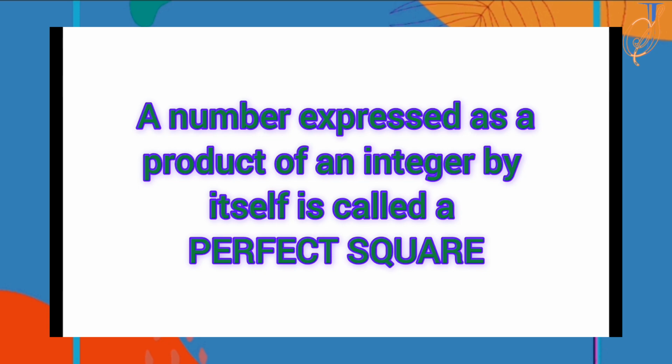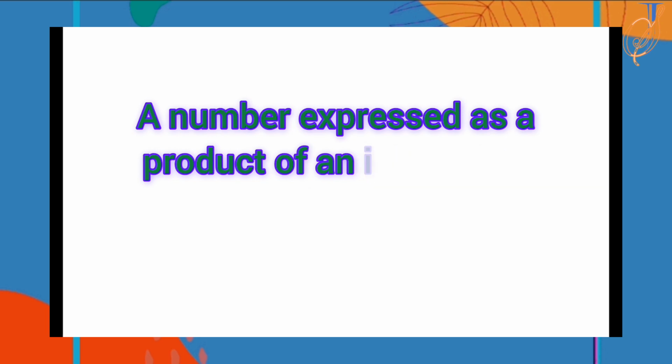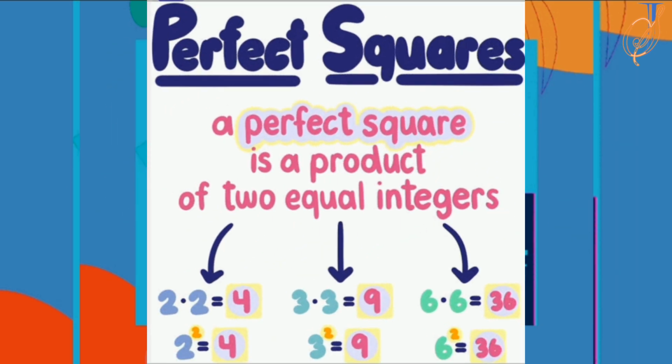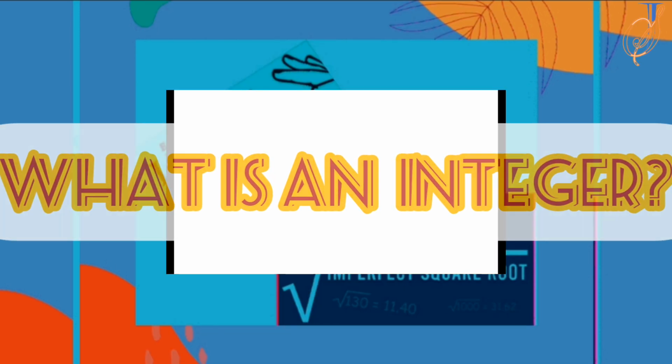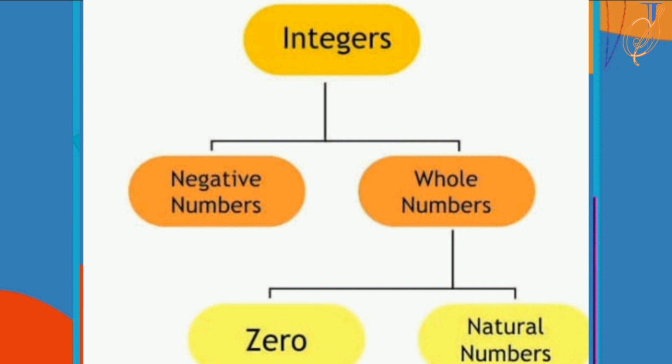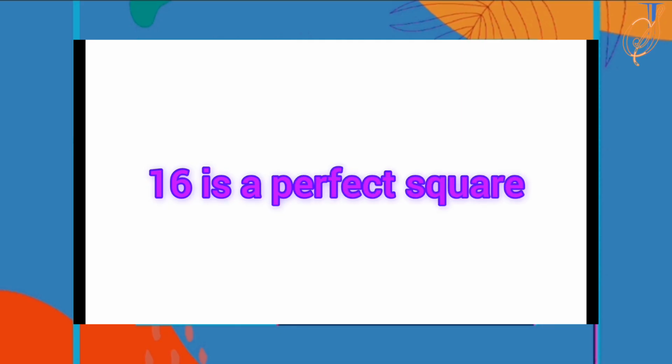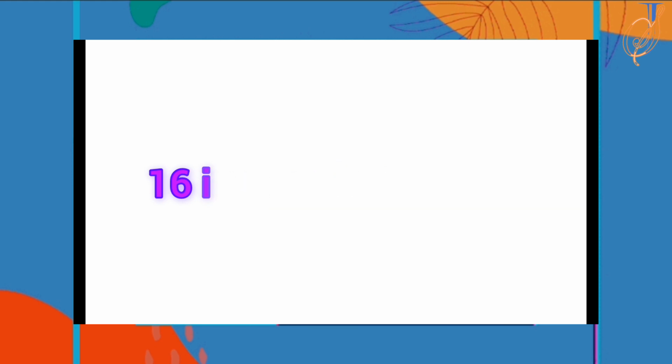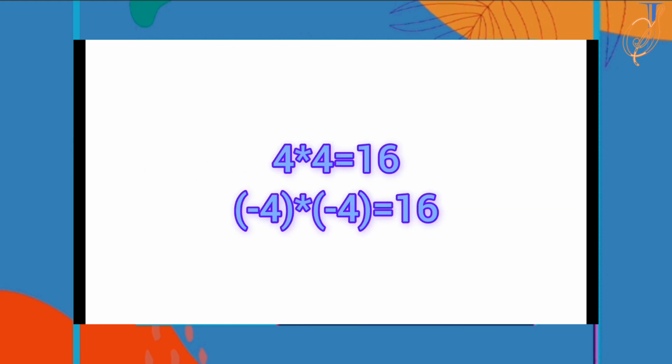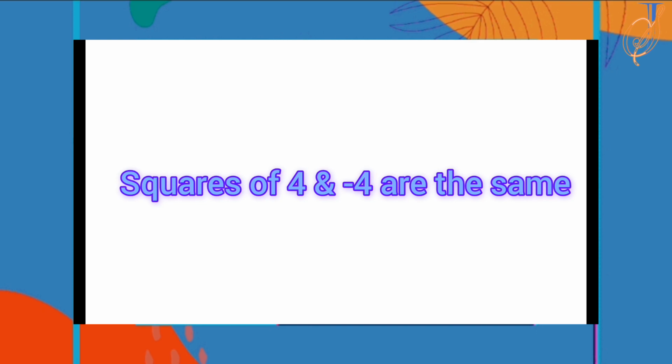A number expressed as a product of an integer by itself is called a perfect square. Simply you can say that the squares of all integers are known as perfect squares. What is an integer? Integers are the collection of negative numbers, 0 and positive numbers. For example, 16 is a perfect square, since it is a product of an integer with itself, that is 4 times 4 is equal to 16 and minus 4 times minus 4 which is also 16. Notice that the squares of 4 and minus 4 are the same.